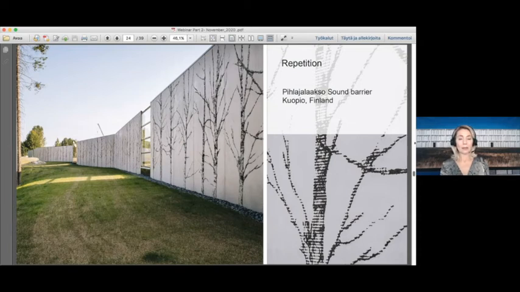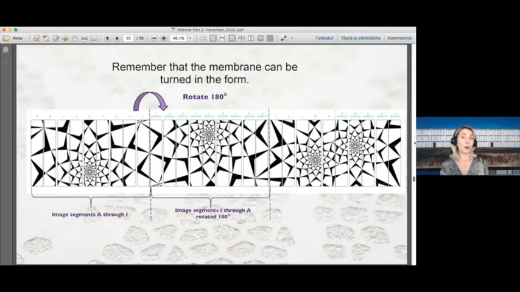Here's another little thing you can consider, or you should know that since the membrane is just a paper, you can turn it in the form. You can turn it upside down 180 degrees, and then you have kind of a different image, even though you have the exact same membrane. Like in this project from Australia, they made one segment and then they turned it upside down, and then they made another segment and turned that upside down. Because already having one copy extra would take down the cost a lot.